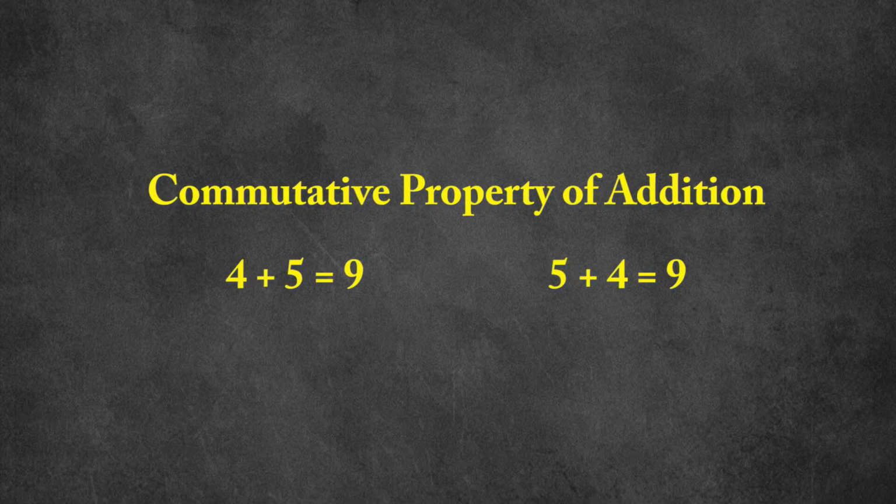Now that we've covered a whole bunch of strategies on how to solve addition problems, let's learn about a couple different properties of addition. These properties just help us remember the rules of how to add numbers. The commutative property of addition says that we can add numbers in any order and still get the same answer. For example, 4 plus 5 equals 9, but also 5 plus 4 equals 9. It doesn't matter the order in which we add them, we will still get to the same answer.